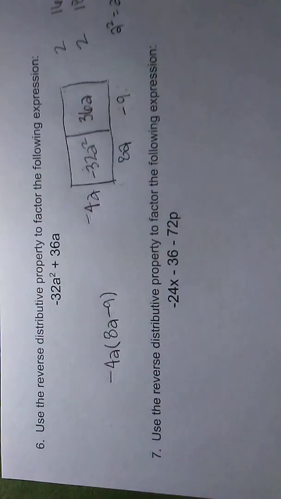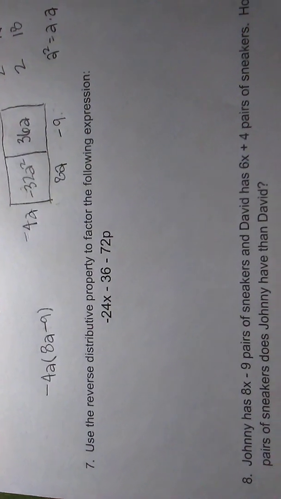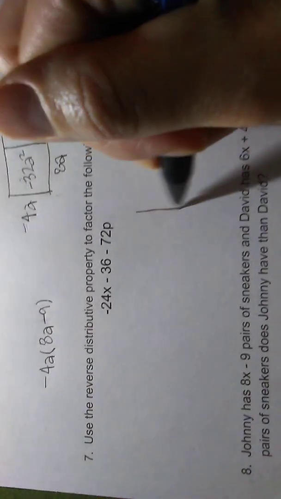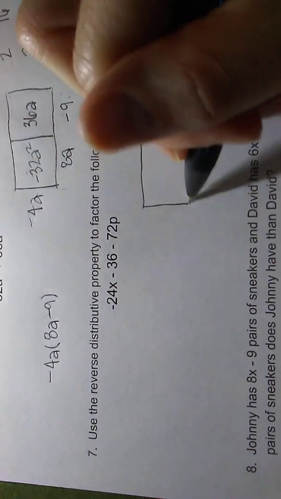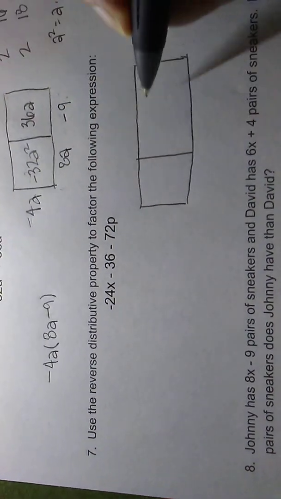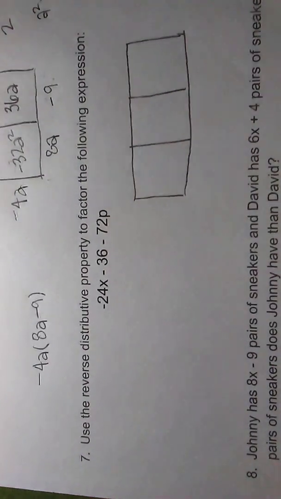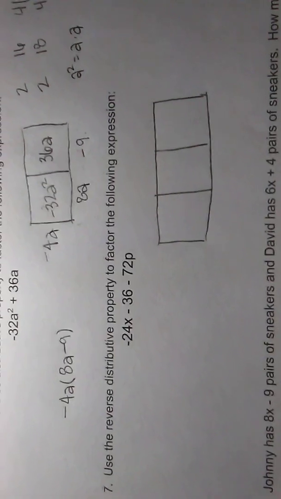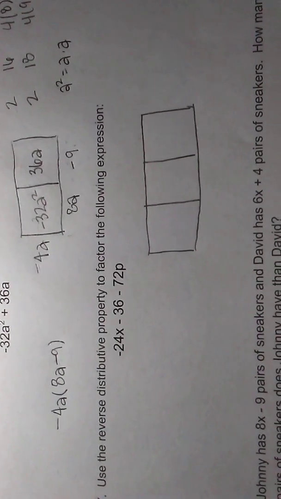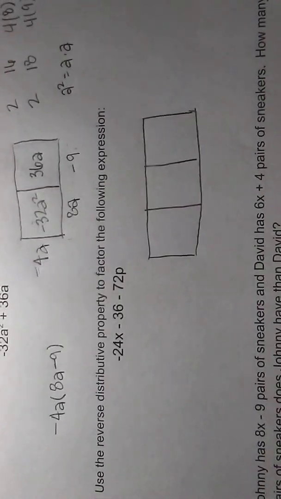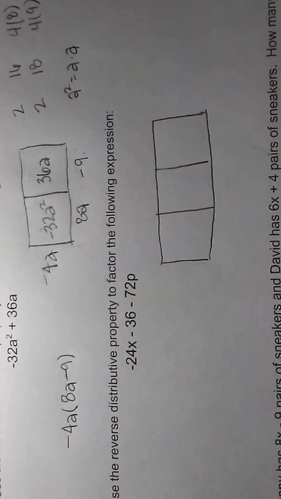Okay. Number 7. We're doing the same thing, but we have to first find the greatest common factor. And in this case, we have 3 terms instead of 2. So I'm just going to divide my box into 3 blocks. And 24, 36, and 72 all have 2 in common. They also have 4. They do not have 8, but they have 6. So if they have 2 and 6, that means 12 would be my greatest common factor.